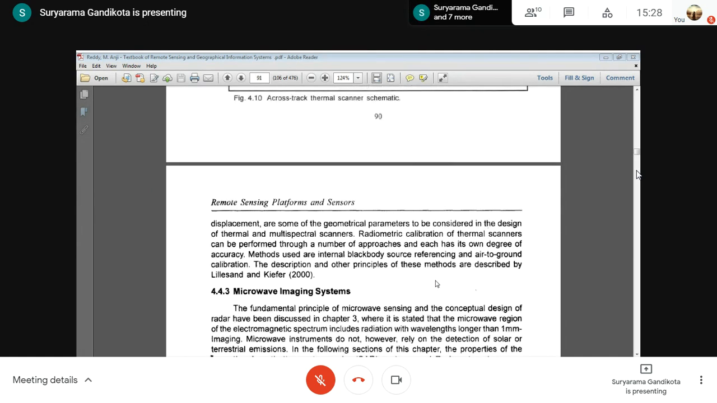Radiometric calibration of thermal scanners can be performed through a number of approaches and each has its own degree of accuracy. Methods used are internal blackbody source referencing and air to ground calibration. These are the methods used. The description and other principles of these methods are described.